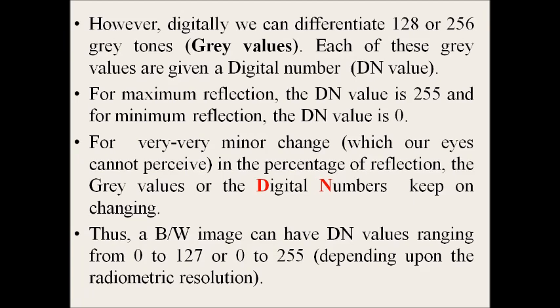Now for very minor changes in the gray tones which our eyes cannot perceive, the percentage of reflection, the gray values or the digital numbers keep on changing. Thus, a black and white image can have DN values ranging from 0 to 127 or 0 to 255, depending upon the radiometric resolution of the sensors which are there. We will be discussing this radiometric resolution later in the lectures.